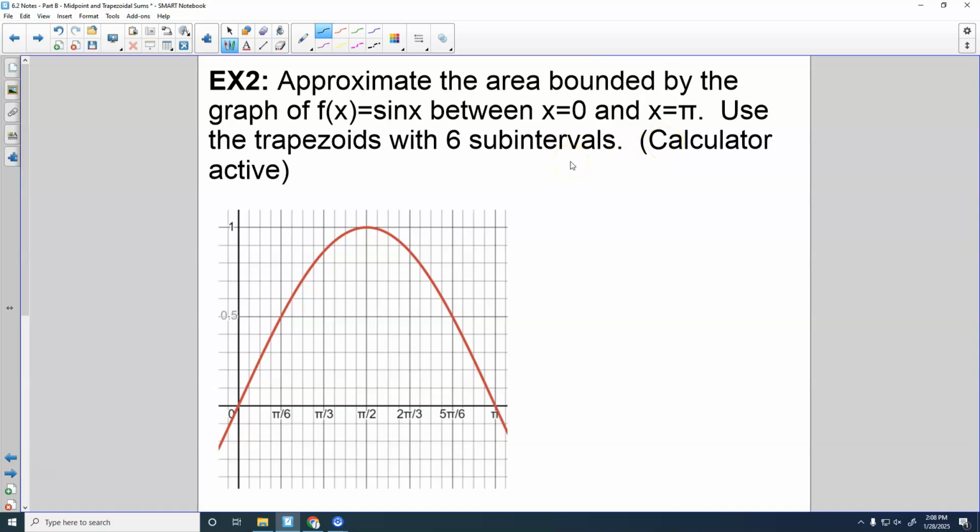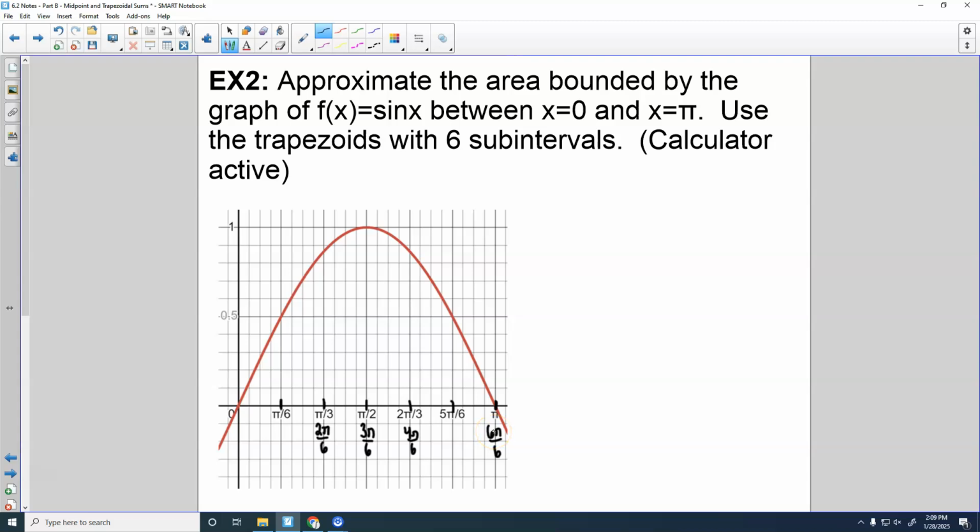So if I'm going from 0 to pi and I have 6 subintervals, then I am going to need to break pi into 6 pieces. So I'm going to be counting up by pi over 6. So you got pi over 6. This is 2 pi over 6. This is 3 pi over 6. This is 4 pi over 6. 5 pi over 6. And then 6 pi over 6 equals pi.